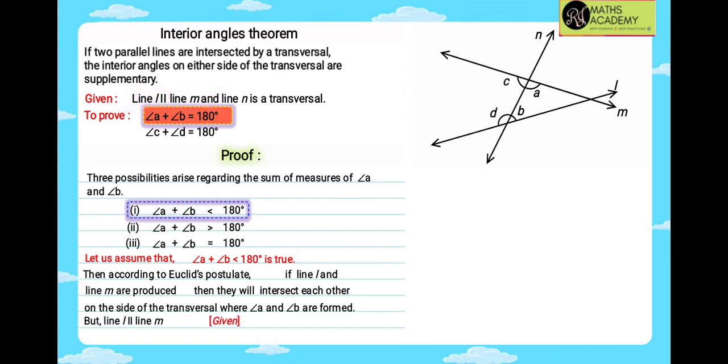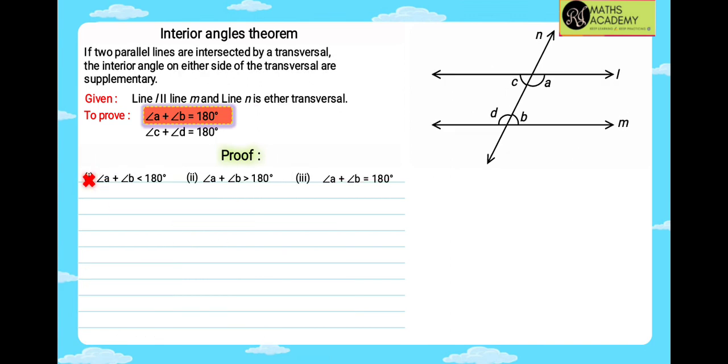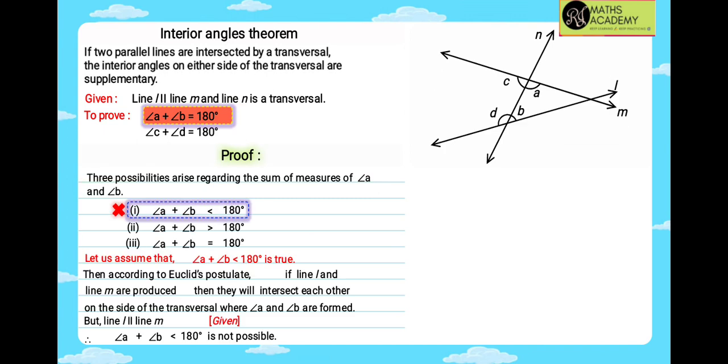Because of that, lines L and M are parallel, which is already given in this question. If these two lines are parallel, then the sum can't be less than 180 degrees. So angle A plus angle B, it is not possible, it is not less than 180 degrees. I hope you have understood this concept.